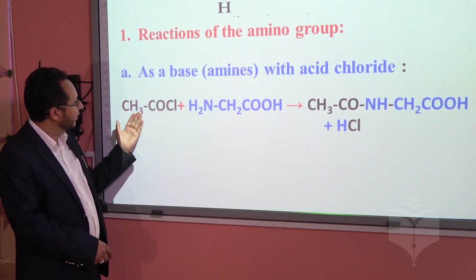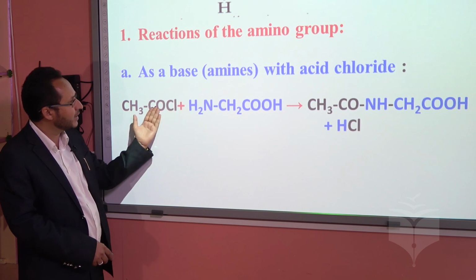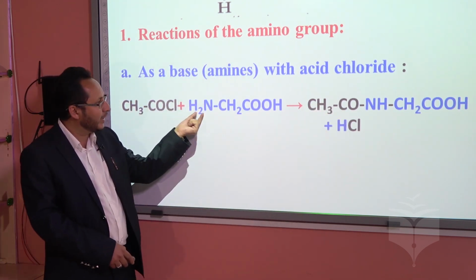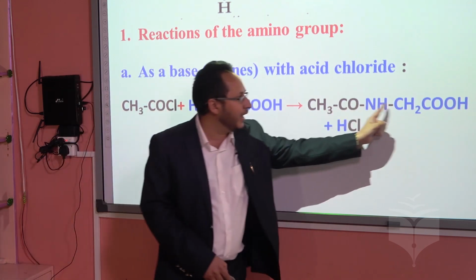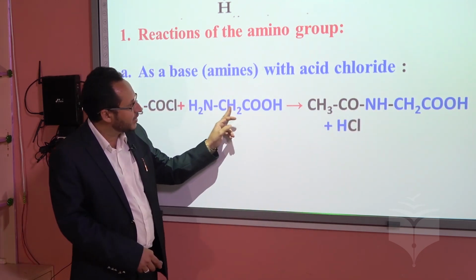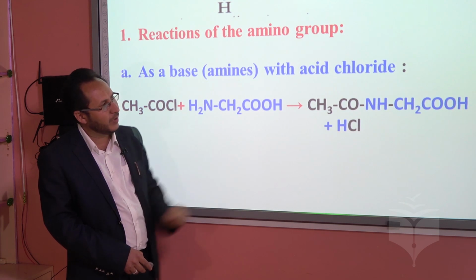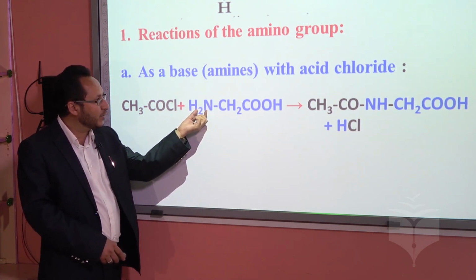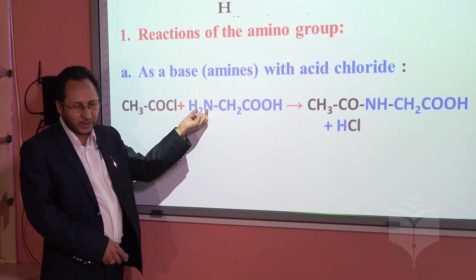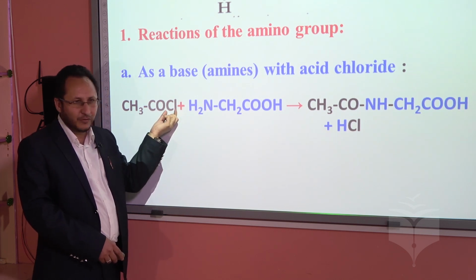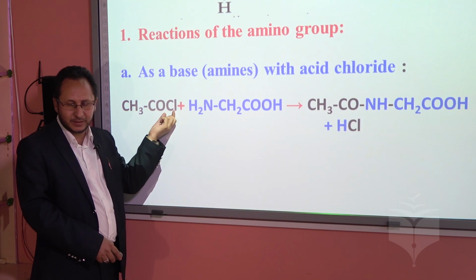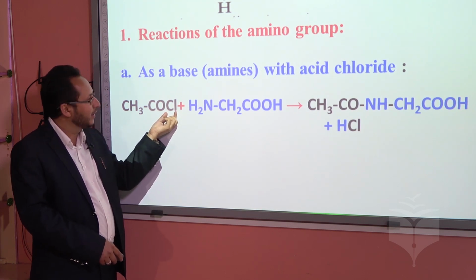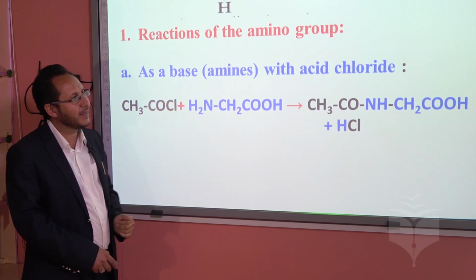What is remaining here? CH3CO. So this is CH3CO. You have to connect NH, then NH, CH2COOH. So as with amines, you remove one hydrogen atom from the NH2 and Cl from the acid chloride, or OH if you have acetic acid. They are the same as amines.